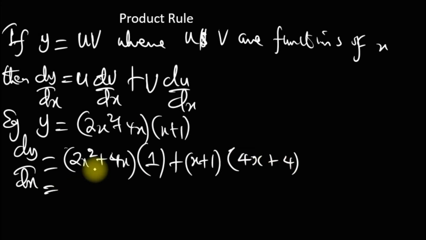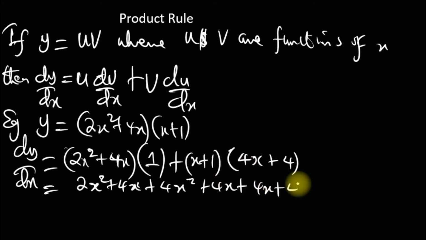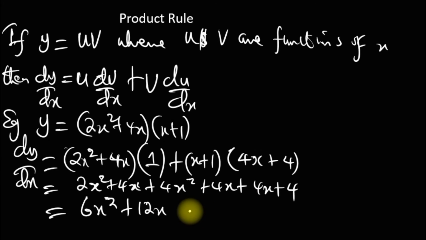So you can still expand this. 2x squared plus 4x times 1 is the same, 2x squared plus 4x, plus we expand this, x times this is 4x squared, plus x times 4 is 4x, plus 4x plus 4, that's 1 times 4x plus 4. So which is 2x squared plus 4x squared is 6x squared. 4x plus 4x plus 4x is 12x, that's 4x times 3. And finally the constant, which is plus 4. So that's the derivative.